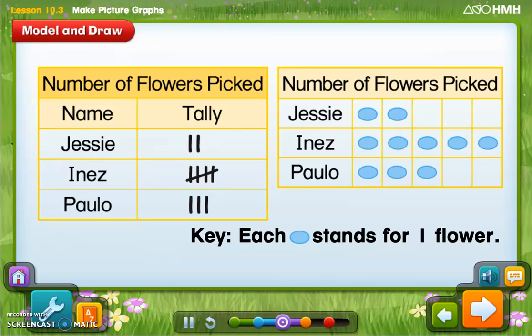The tally chart and the picture graph show the same data. The tally chart shows the data with tally marks. The picture graph shows the data with pictures or symbols. Okay, so pretty easy. You just have to look at the tally chart, and in this example, however many flowers were picked by Jessie, that's the same number that you make on your picture graph. Same with Inez, who picked 5 flowers, so we had 5 blue ovals. And same thing with Paulo, who picked 3 flowers, so we have 3 blue ovals next to Paulo's name.